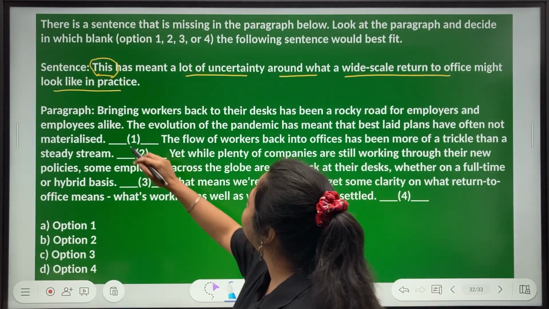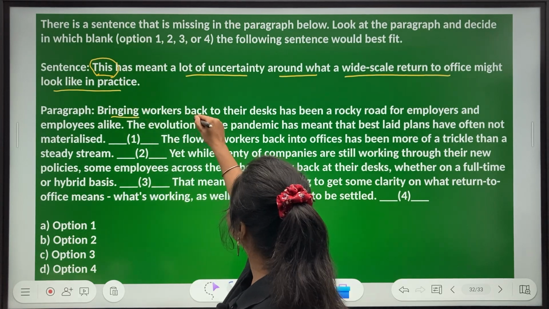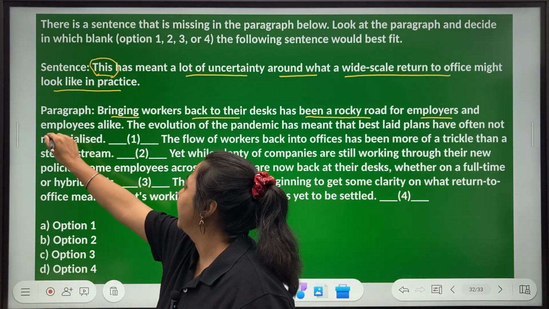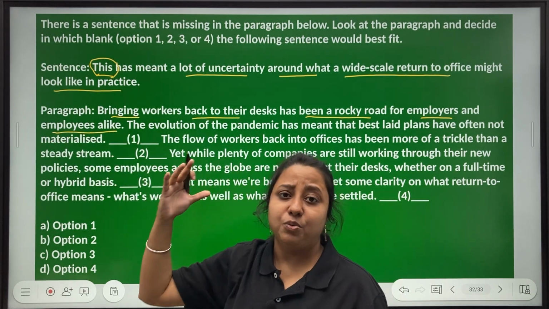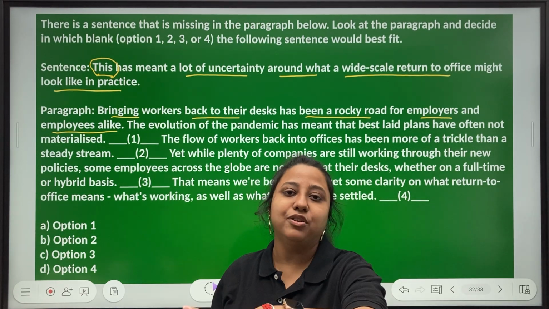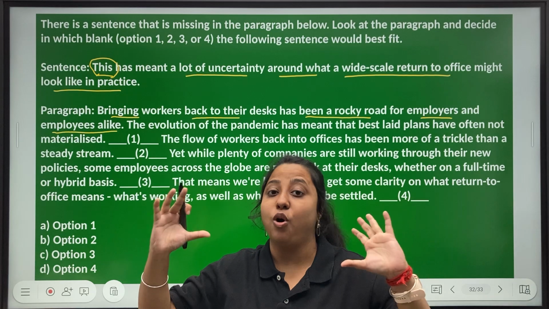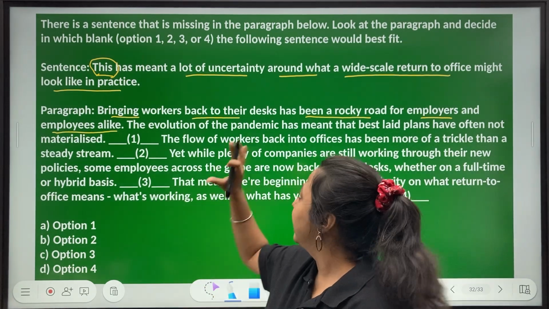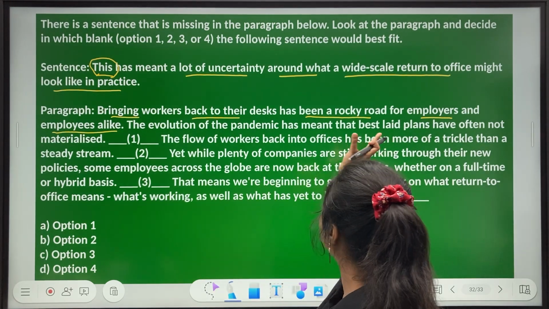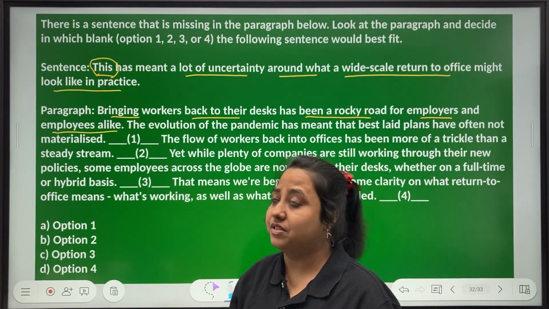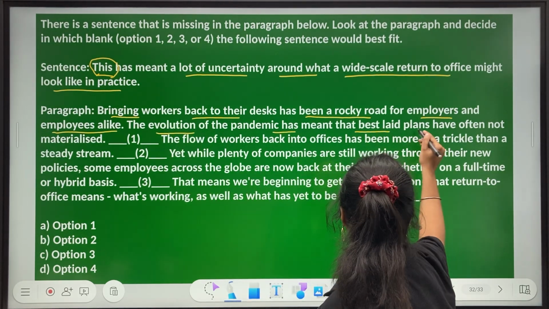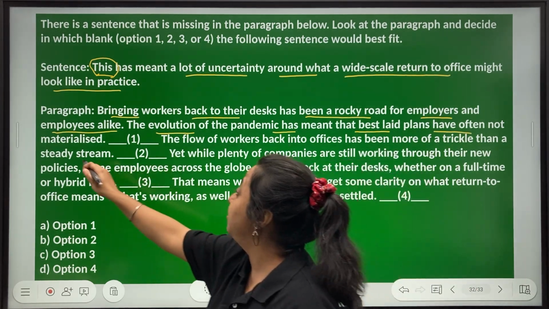ठीक है? So paragraph क्या बोल रहा है? Bringing workers back to their desks has been a rocky road for employers and employees alike, right? So 2 years you've been working from the safety of your homes, from the comfort of your homes. So getting them back to their desks, so getting them under those restricted office hours and restricted conditions, it has been a rocky road. Rocky road is a difficult situation, and it has been difficult for employers also as well as employees, right? The evolution of the pandemic has meant that best laid plans have often not materialized.